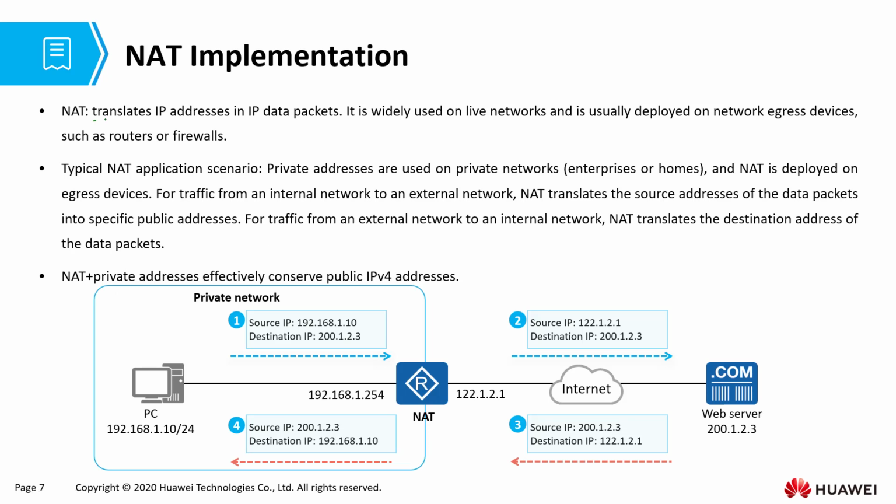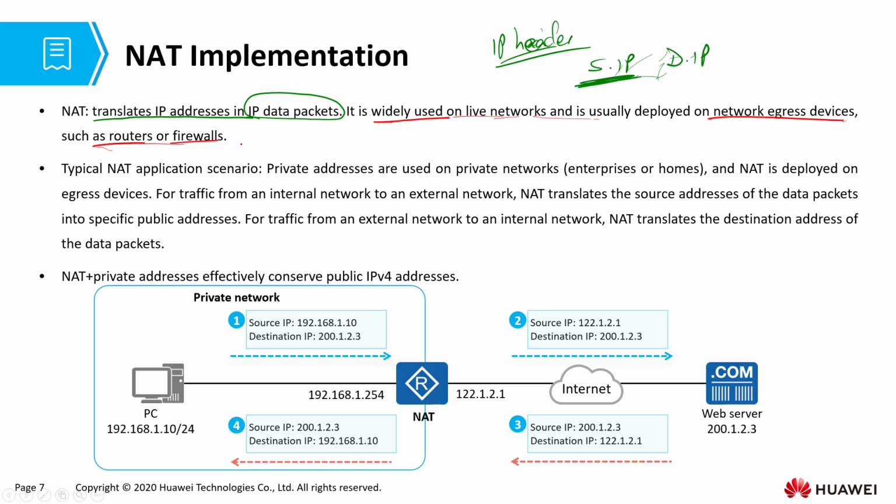As I've mentioned, it translates IP addresses in the IP data packet. So it gets hold of the IP header, and it swaps the source IP mainly, as we shall see. In some cases, it is actually swapping the destination IP, but it will swap the IP address from private to public, and maybe public to private when it reaches the destination end or when it receives a reply. It is widely used on live networks and is usually deployed on network egress devices like routers or firewalls.